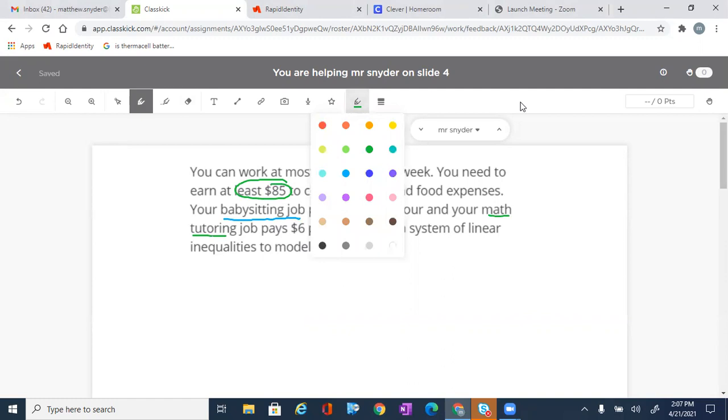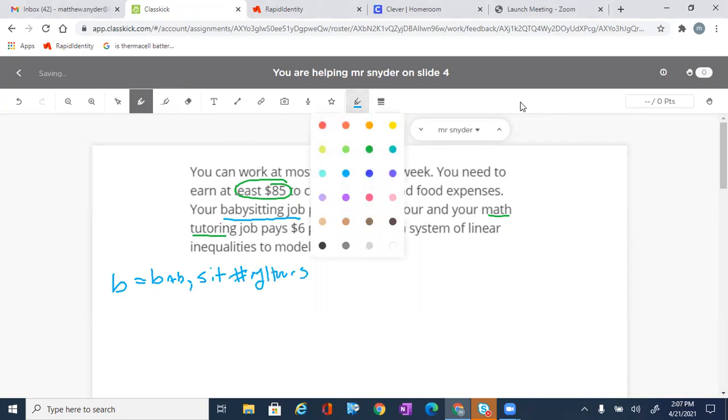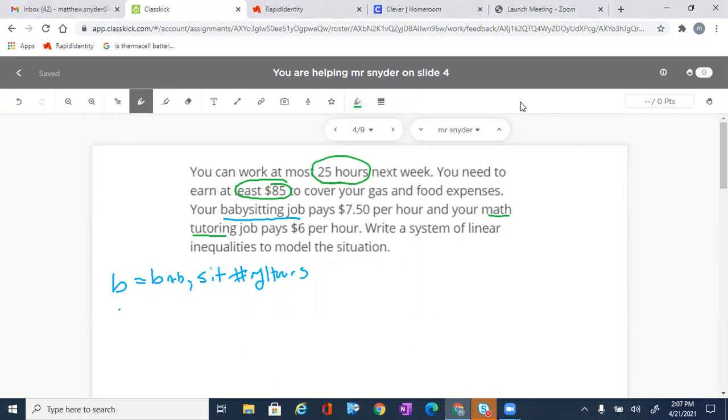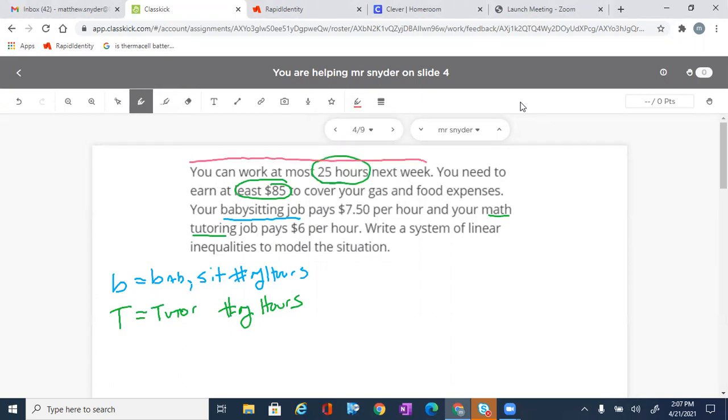So when we talk about this, I'm going to go ahead and say that B is going to be our babysitting position, and that will be the number of hours. And then we are going to have our tutoring job, which is going to be, let's say, T, which will be our tutor. And that'll be the number of hours for that tutoring job. Now, the one thing that it tells us automatically in the first line, if we reread that, it gives us our inequality in this case.